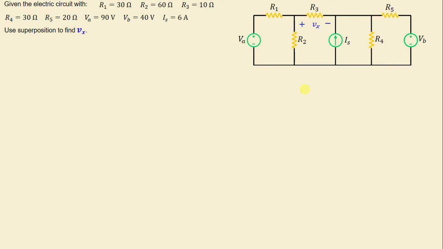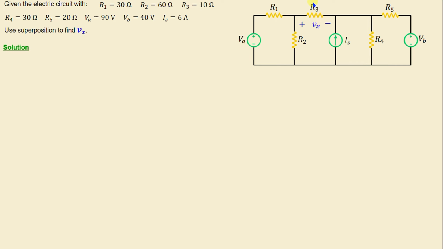Let's consider this network consisting of 5 resistors labeled R1 through R5, as well as 3 independent sources. The question now is to use a superposition method to find the voltage Vx across the resistor R3. Let's move on to the solution.